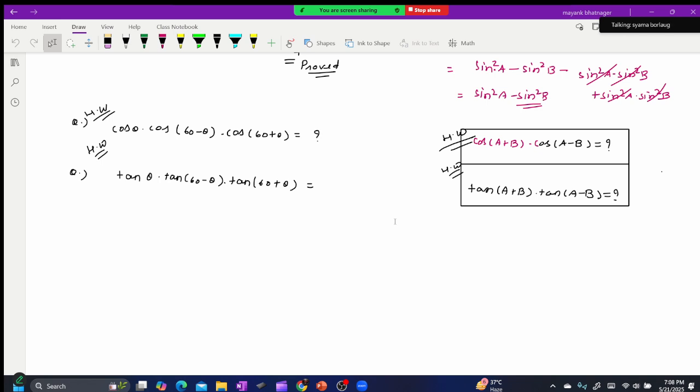But before that, tell me, did you solve this? Which thing, sir? Cos of A plus B into cos of A minus B, I told you to solve yesterday. Oh, so I guess. Try to do it first. Okay.